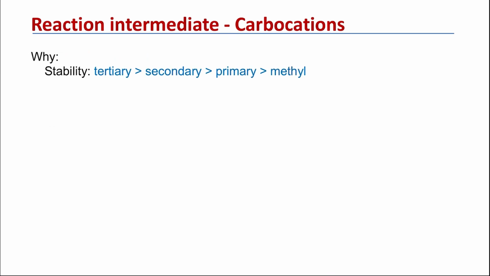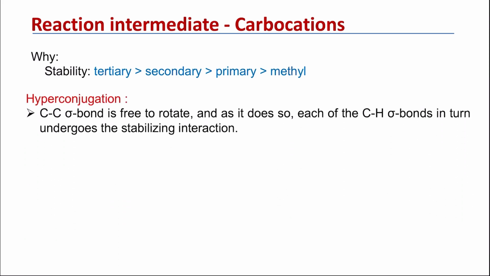But now, why would the tertiary be more stable than the secondary and then more stable than the primary? How can hyperconjugation explain that? The carbon-carbon sigma bond, the bond between the positively charged carbon and the carbon adjacent to it, is free to rotate. As it rotates, each of the carbon-hydrogen bonds on the adjacent carbon will in turn undergo the stabilization effect, or the hyperconjugation effect.